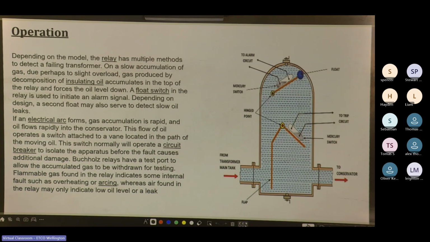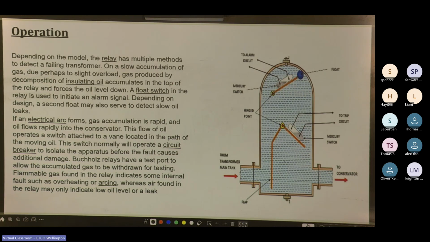If an electrical arc forms, gas accumulation is rapid and oil flows rapidly into the conservator. This flow of oil operates a switch attached to a vane located in the path of the moving oil. This switch normally will operate a circuit breaker to isolate the apparatus before the fault causes additional damage. The Buchholz relays have a test port to allow the accumulated gas to be withdrawn for testing. Flammable gas found in the relay indicates some internal fault, such as overheating or arcing, whereas air found in the relay may indicate low oil level or a leak.